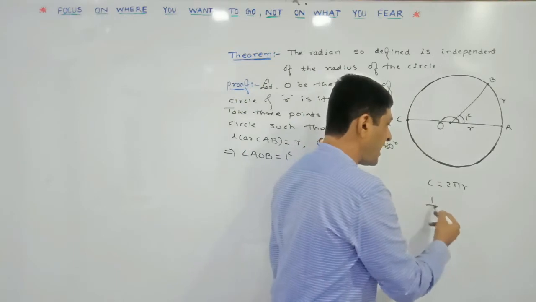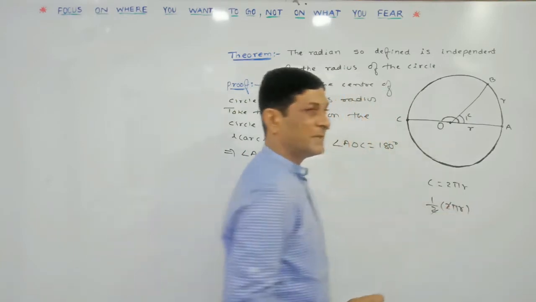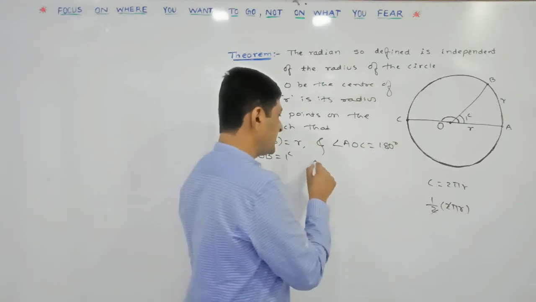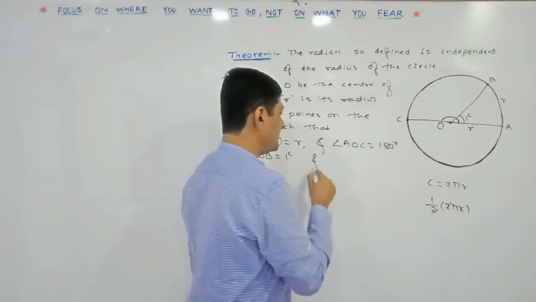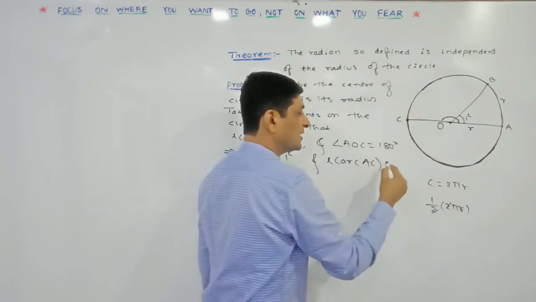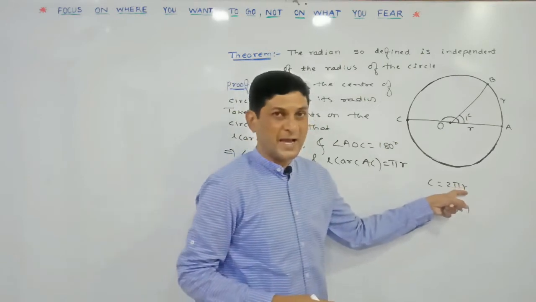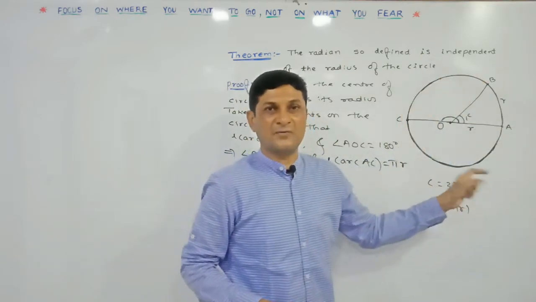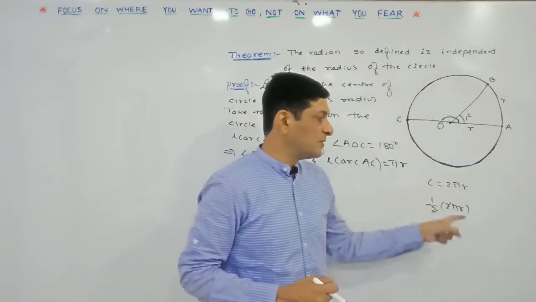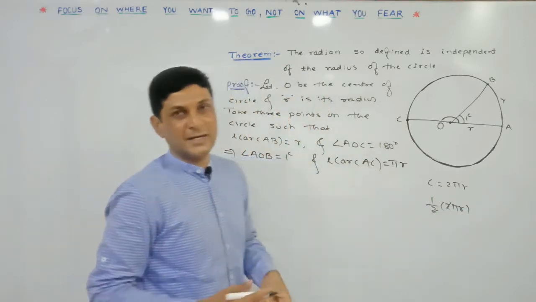So we are taking half of 2 pi r. Half of 2 pi r means 2 will get cancelled, and we will get pi r. So here we can say that the length of arc AC will be equal to pi r, which is nothing but half of 2 pi r. 2 pi r means the whole circumference, and its half part is pi r. In this way, from this angle, we have got the arc length AC.